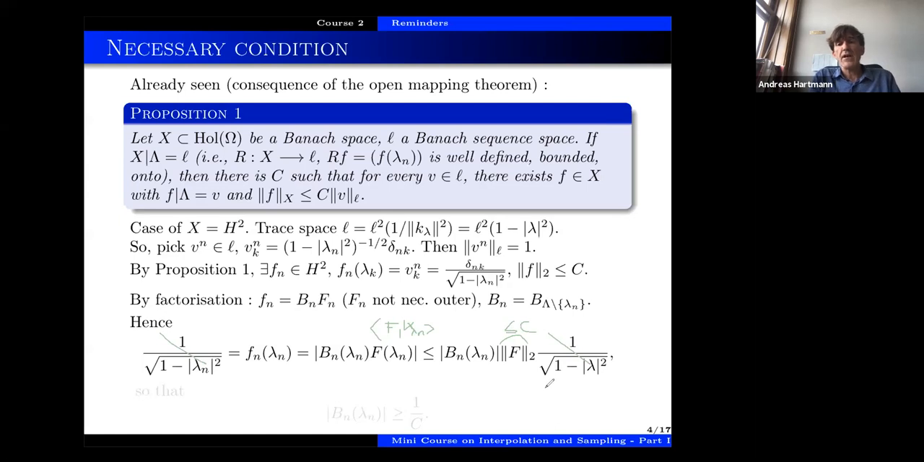Okay, and so dividing through by this C, I get again this Carlson condition, which tells us that the Blaschke product which vanishes on lambda without lambda n has to be uniformly bounded from below by a constant. So the aim of what follows will be to analyze this condition further.